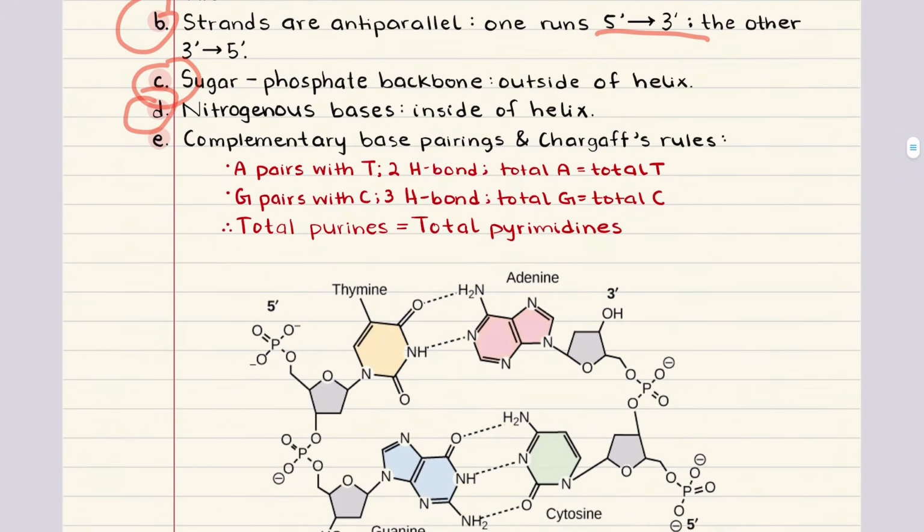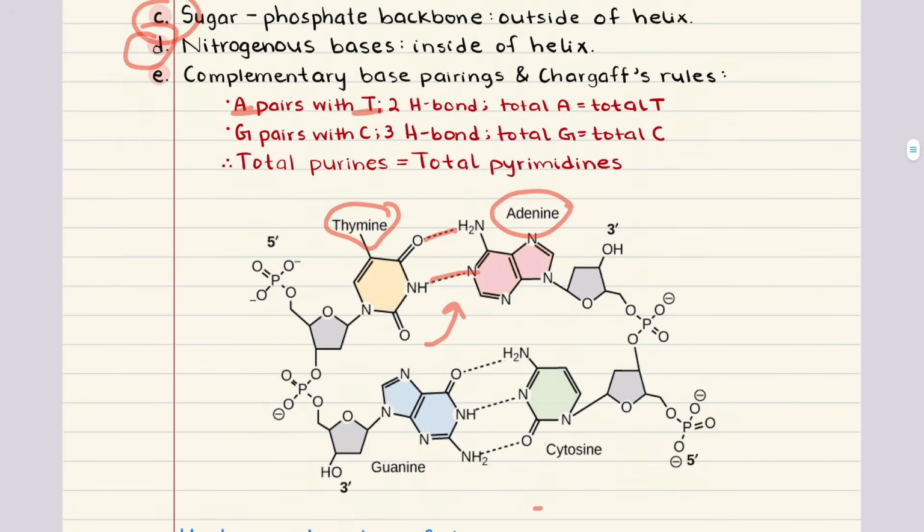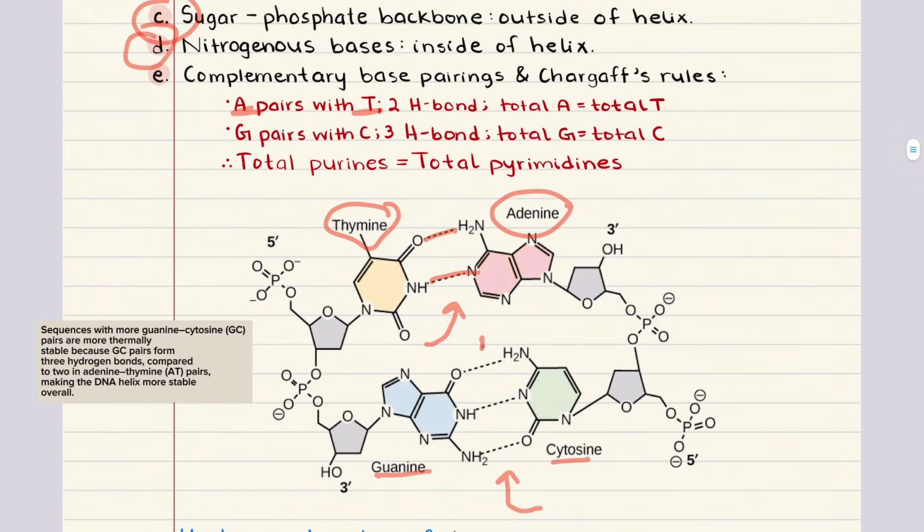Watson and Crick proposed specific complementary base pairings, which were later confirmed by Chargaff's rules. And here's how it works. Adenine always pairs with thymine through two hydrogen bonds. We can see that right here. Here's T, here's A. They pair through two hydrogen bonds. Guanine always pairs with cytosine through three hydrogen bonds. And we can see that right here. G pairs with C, and we have three hydrogen bonds.